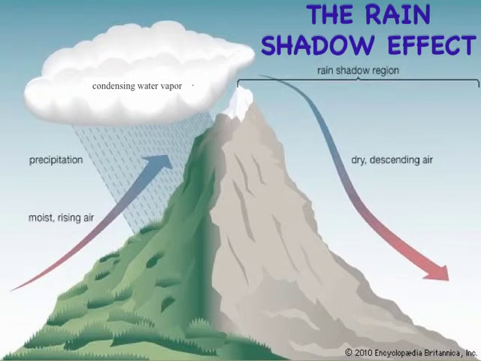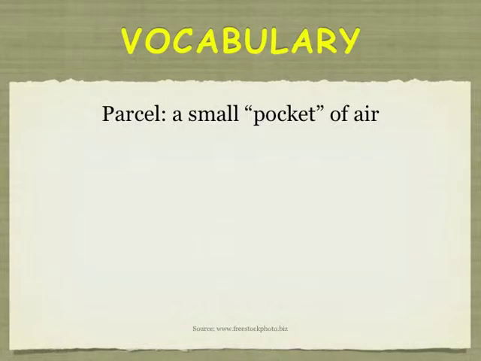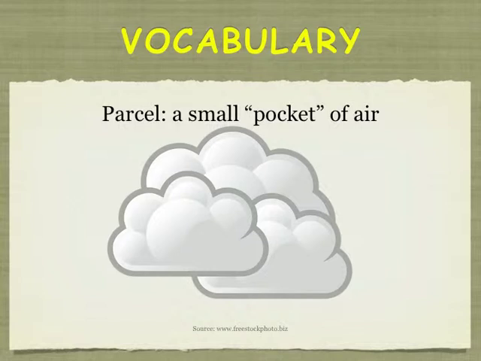In this video, we will be learning about the rain shadow effect, which influences precipitation alongside mountain ranges. Before we start, let's take a minute to introduce a few vocabulary words that will help us better understand the lesson. A parcel is a small pocket of air. We'll use this term to refer to how air moves around mountains.